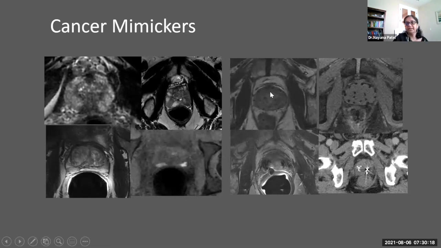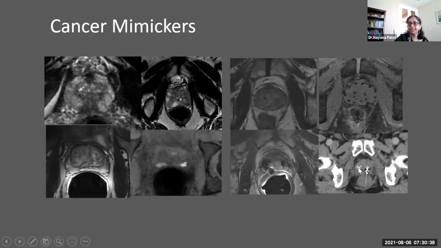The inflammation and fibrosis related to prior treatment would appear as low signal intensity in the gland. Here we have an example of a patient treated with brachytherapy, radiation seeds, and the entire gland is low signal intensity because of the inflammation and the fibrosis.